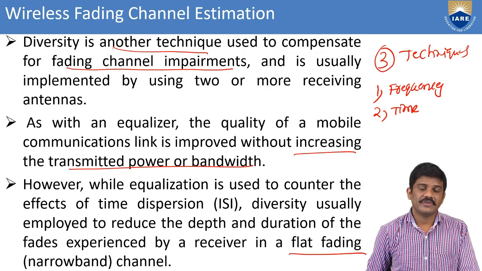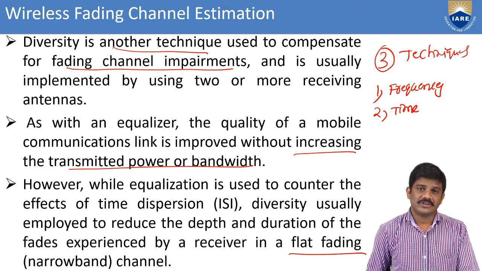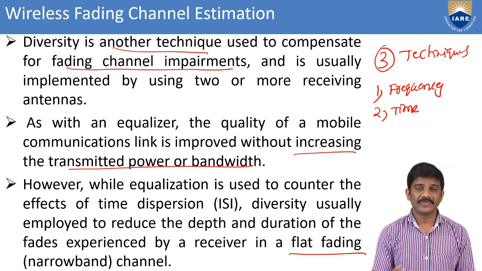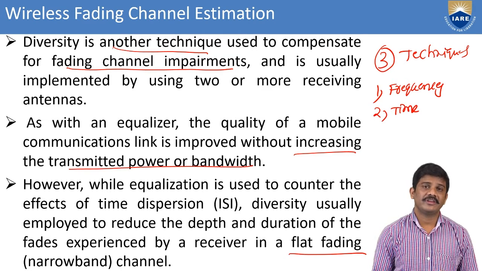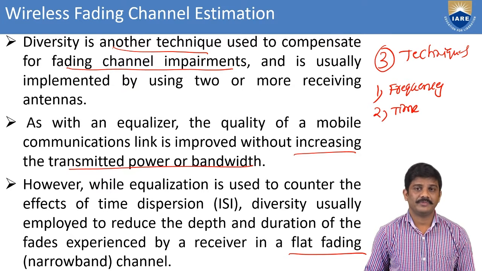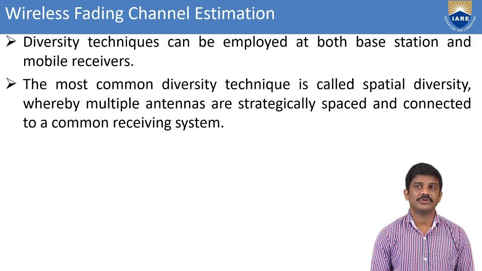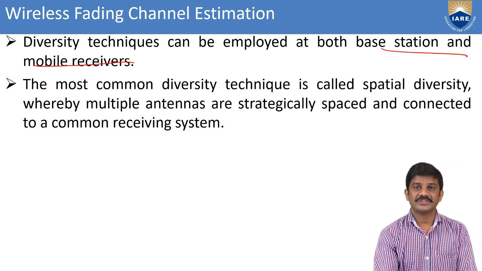Under fading, we have different types of fading: large scale fading and small scale fading, and also slow fading and fast fading. Here we can consider multipath propagation as the cause of fading. Diversity techniques can be employed at both the base station and the mobile receiver.